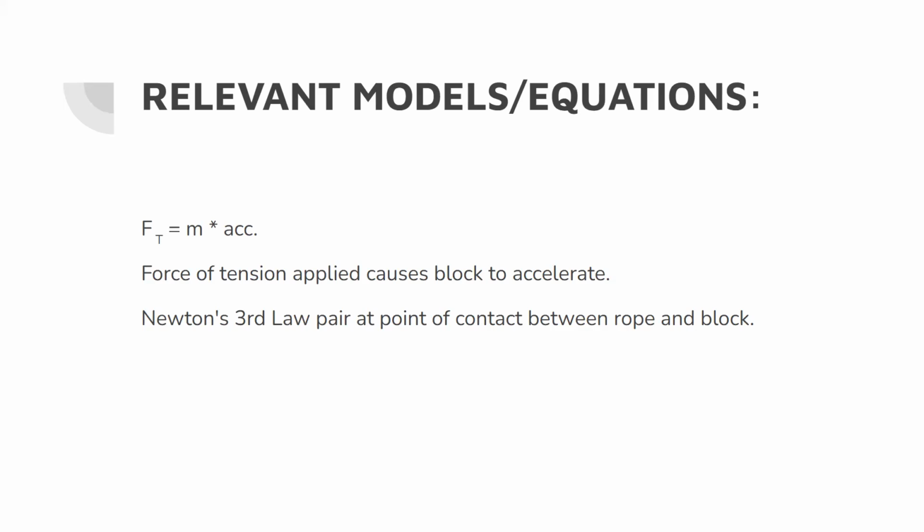And so force of tension applied causes the block to accelerate, and then Newton's third law pair at the point of contact between the rope and the block. And this is important because saying that third law pair exists just says that when we pull on it, the rope is pulling on the block, and then at the point of contact of the rope and the block is pulling back. So we actually pull the block towards us.